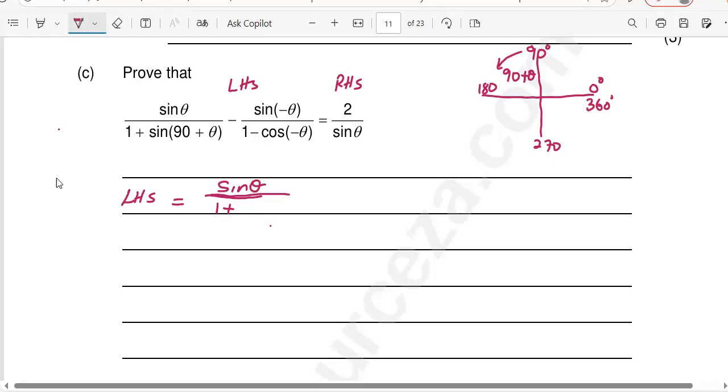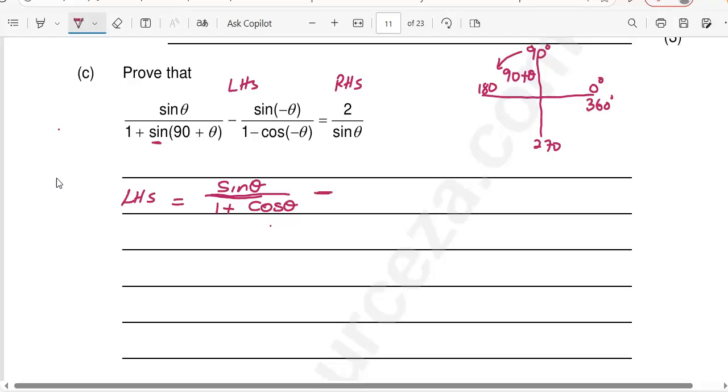But for this problem, we are given sine of 90. So first thing first, check where is 90 plus theta? Quadrant 2. How is sine in quadrant 2? Positive. So this will change into positive, the cos of theta. So now we are done with the first part of the fraction.